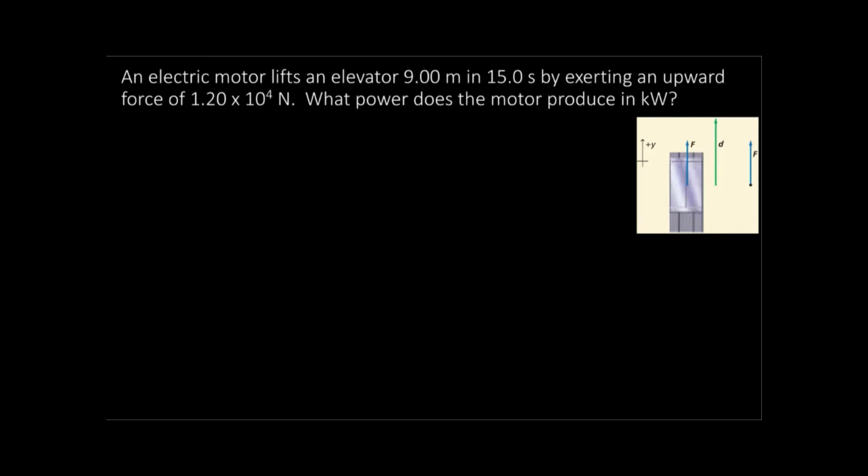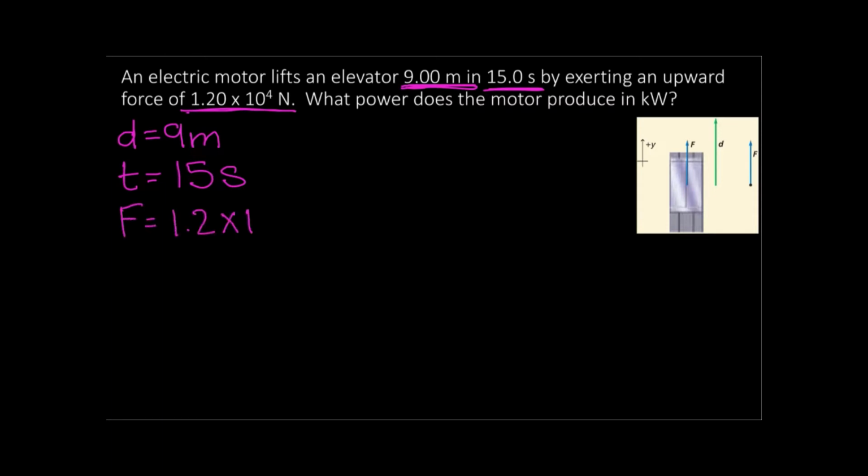Okay. So in this one, we have an electric motor lifting an elevator. We are all about elevators tonight. Our distance is 9 meters, and it takes 15 seconds to move that 9 meters. And it's exerting an upward force of 1.2 times 10 to the 4 newtons. And we want to know what power the motor produces in kilowatts. Okay. And they say kilowatts here.